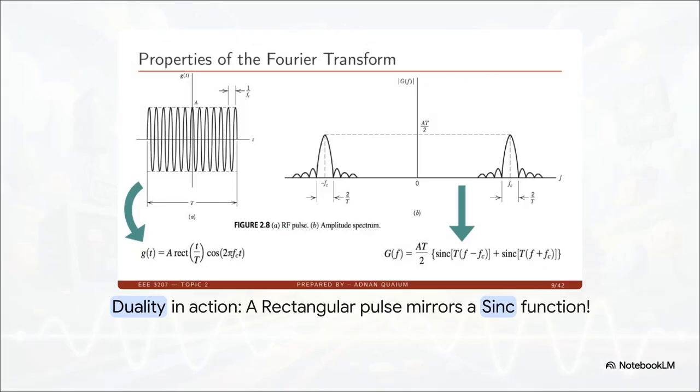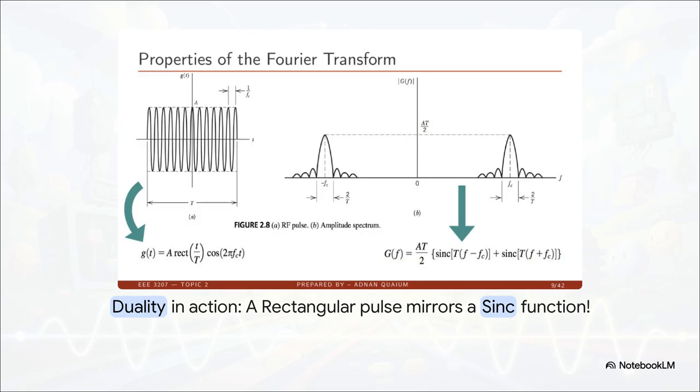So let's see how this builds into the formal concept of duality. A rigid rectangular shape in the time domain naturally transforms into that rippling shape, which we call a sinc function, in the frequency domain. But because of duality, if we actually swap their roles, like if we force a signal to have a perfectly rectangular spectrum, which is basically an ideal low-pass filter in our textbook examples, then its time domain waveform absolutely must become a sinc function. The Fourier transform essentially just gives you the mirror image.